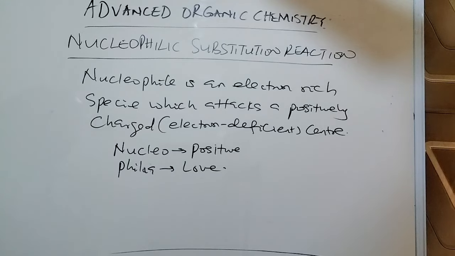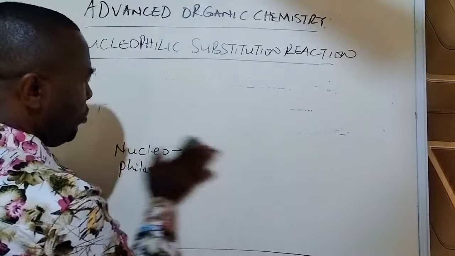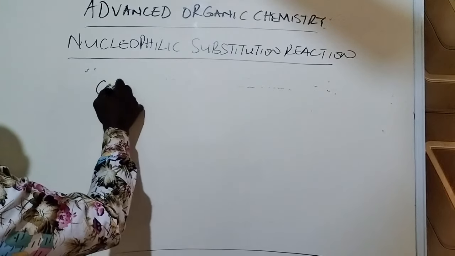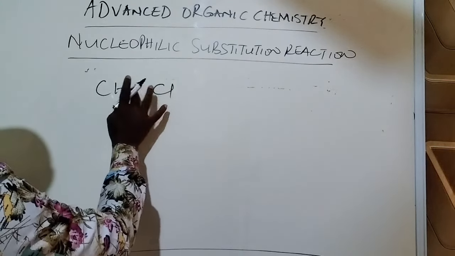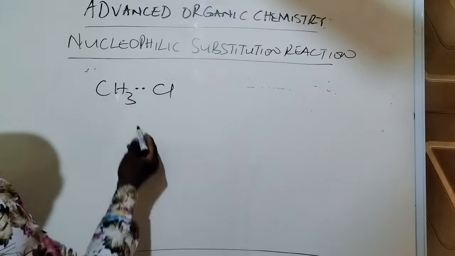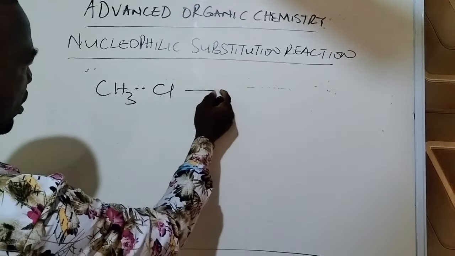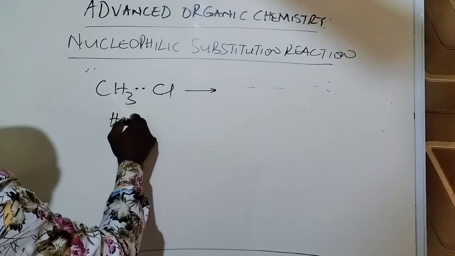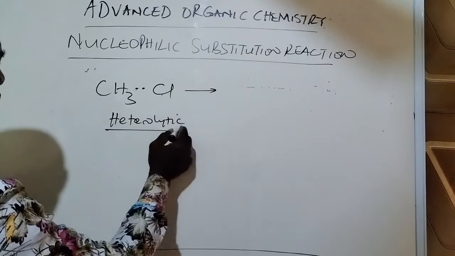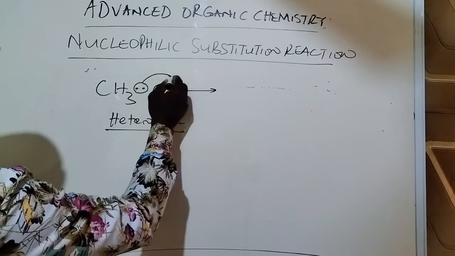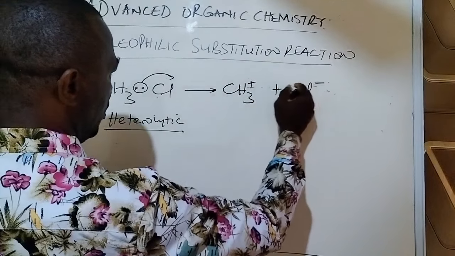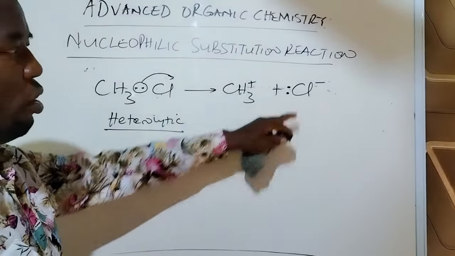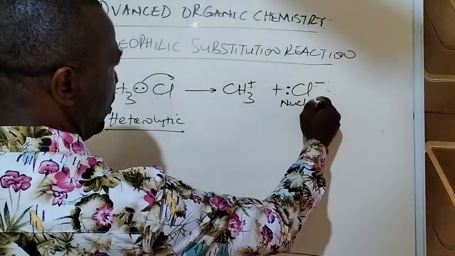So let's explain how nucleophiles are generated. Let us consider this compound, chloromethane, which contains a methyl group and a chloro group. Now, you know that in chemistry, a single bond means two electrons are shared: one electron from the methyl group, one from the chlorine. Then during heterolytic fission, chlorine being more electronegative moves away with the two electrons. So we now have methyl positive and chlorine negative. This chloride ion is now called a nucleophile because it contains excess electrons.